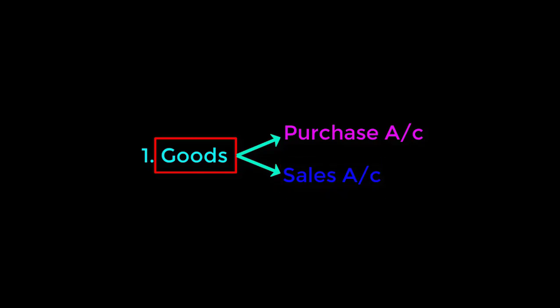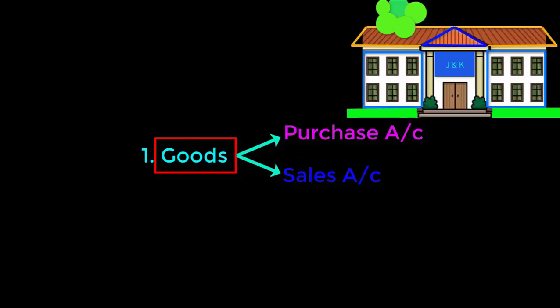Not only that, if the owner of the company starts his business with goods, then you will have to write purchase account instead of the word goods. Why will you have to write purchase account? Because before starting the business, at first the owner had to purchase that goods, and then he started his business with that goods.